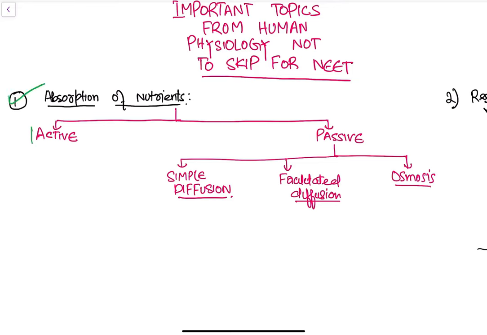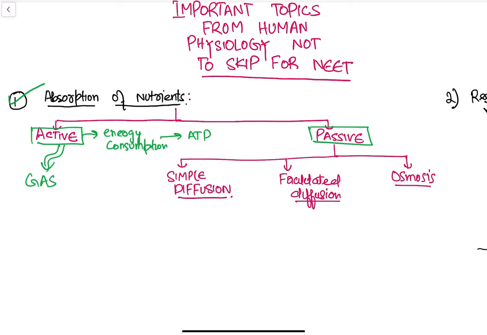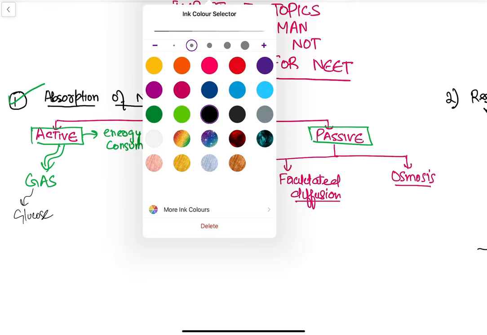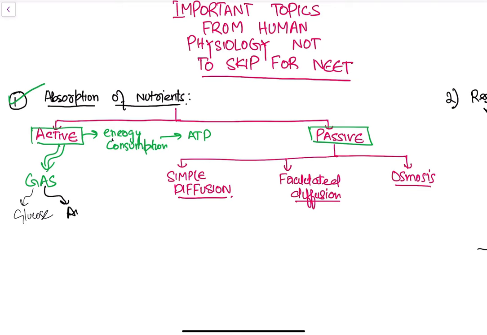You know that it's of two types, there is active absorption and there is passive absorption. Active absorption refers to that type of absorption where there is energy consumption in the form of ATP, and the trick is GAS. There are three molecules that are absorbed actively, where G stands for glucose, A stands for amino acids, and S stands for sodium. Glucose, amino acids, sodium, these are the three molecules whose absorption requires ATP.